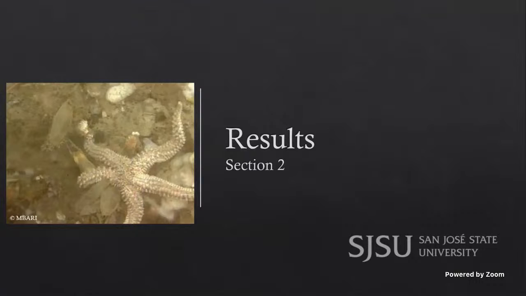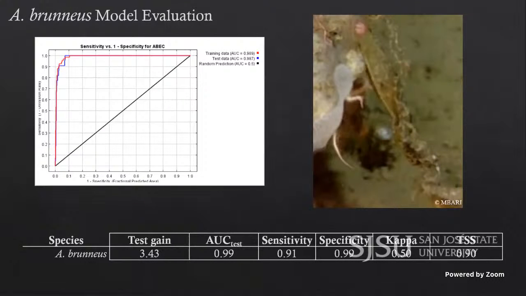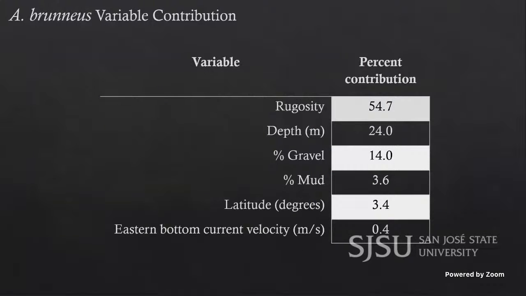So what did we find here? For the final Abranius model, the test AUC indicated that the model was capable of deriving robust predictions of potential suitable habitat. And in the table below, all measures were collectively in agreement and indicate that the model performed well and statistically better than random. Looking at the 6 variables which were used in the final Abranius model, rugosity and depth had the highest percent contribution, the remaining 4 contributing little overall to the model, so I will only be focusing on rugosity and depth from here on out.